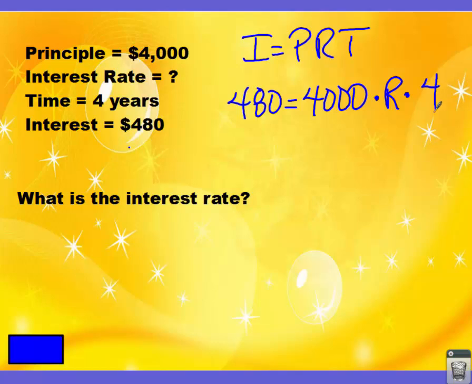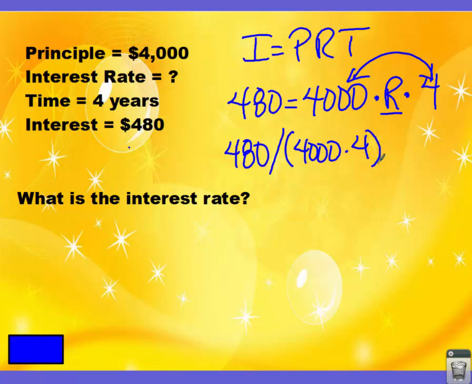Now we go back to looking at what we did with equations. How do I solve for R? The first thing we could do is take these two numbers, multiply them together, and then to get R by itself, divide both sides by that amount. Since we have a calculator, we can do this all in one step: multiply these two together and then divide 480 by that answer. On your calculator, you're going to type in 480 divided by, parenthesis, 4,000 times 4, and then hit the equals key.